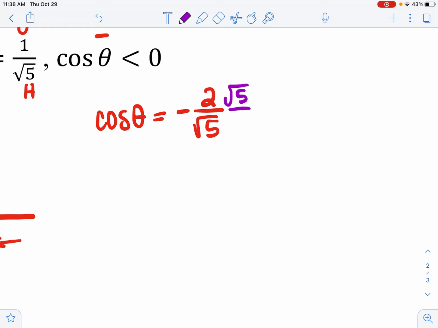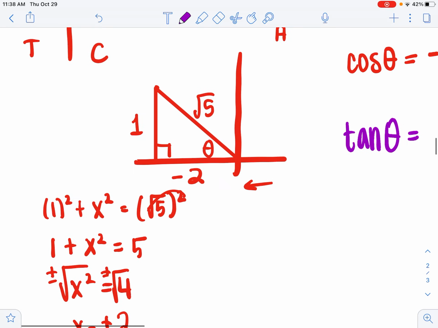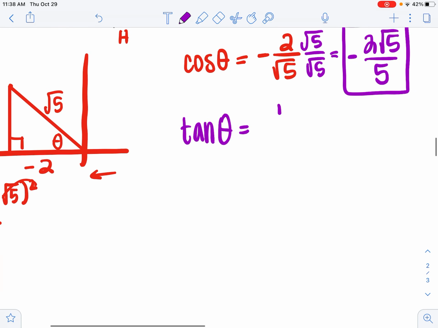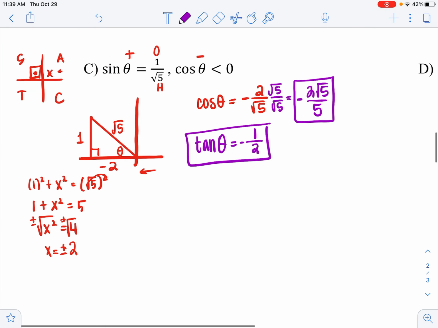If you get to the point where you're rationalizing in your head, I'm absolutely fine with that. But when I need to flip it, it is useful to have the original. So I have negative 2 times root 5 is 2 root 5 over root 5 times root 5, which is 5. So there's my cosine. Now I'll do tangent of theta. Tangent of theta is the opposite side over the adjacent. The opposite side's 1. The adjacent's negative 2. So I have 1 over, I'm going to put the negative in front, 2.